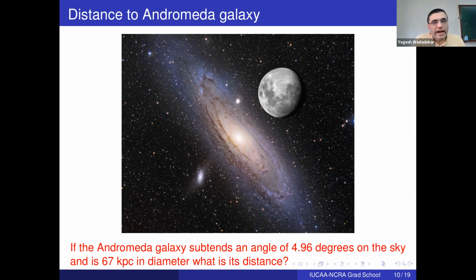Okay, right. So suppose the nearest large spiral galaxy to us is the Andromeda galaxy. It's very big. It subtends an angle of about 5 degrees on the sky, and it is 67 kiloparsecs in diameter. So how will you calculate its distance? Suppose you know how big it is. Suppose it had subtended 1 radian on the sky. What would be its distance?